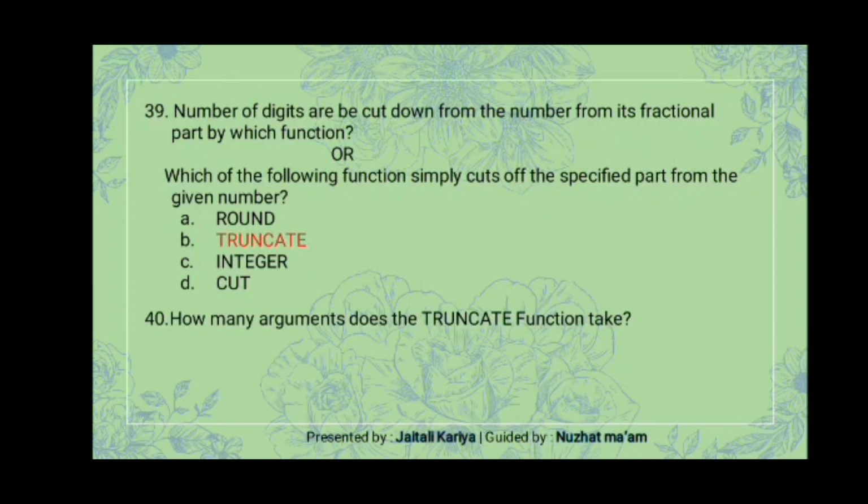40. How many arguments does the truncate function take? A. 1, B. 2, C. 3, and D. 4. And the correct answer is B, that is 2.